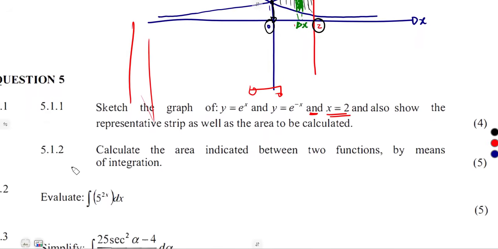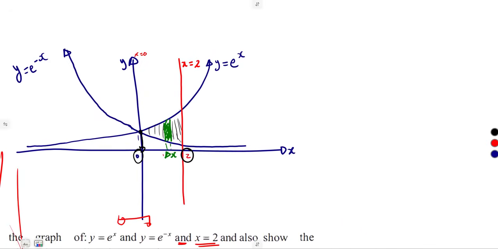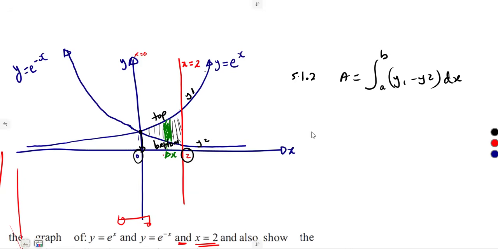Then 5.12, what they need is for you to calculate the area indicated between two functions by means of integration. So if it is between two graphs, we can use our integration just like when it is on a single graph. Remember, the area is the integral of y with respect to x from a to b. Because there are two graphs, the y part, we must subtract those two graphs, the one on top minus the one on the bottom. So the one on top, we're going to call it y1. The one in the bottom, we're going to call it y2. So it's just going to be y1 minus y2, top minus bottom, with respect to x.